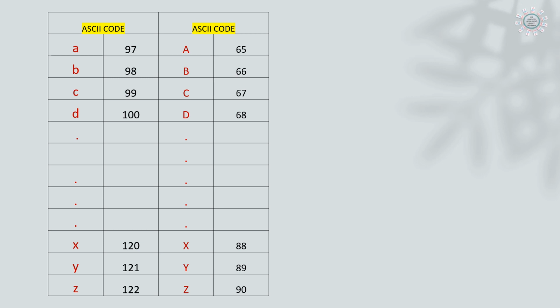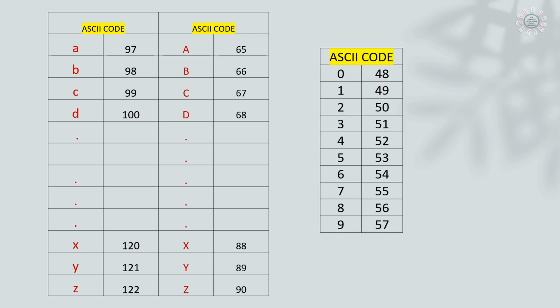ASCII code of small letter, that means A to Z, it is 97. That means for small a 97, small b 98, small c 99 and small z it is 122. Just like that, for capital A 65, capital B 66, capital C 67 and capital Z 90. That means capital letters from 65 to 90 and small letters from 97 to 122. And digits we can see 0 to 9, 0 it is 48 ASCII code, 1 it is 49 and 9 it is 57. And ASCII code of space bar is 32. So ASCII code you have to keep in mind because many questions will come for the output from this particular topic.